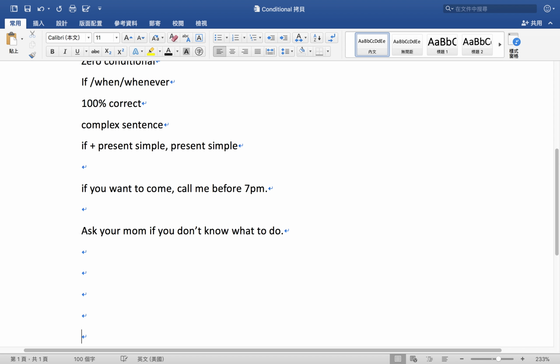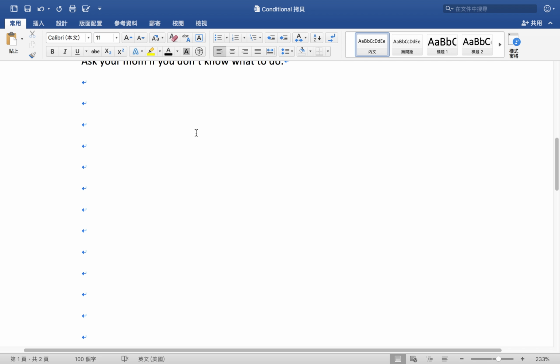So let's move on to the first conditional. The first conditional is very similar to the zero conditional, but it's not 100% correct. It's sometimes correct, and very possible to be correct in the future. And usually we use will in it to say it will happen in the future. So this is how the sentence type will look.